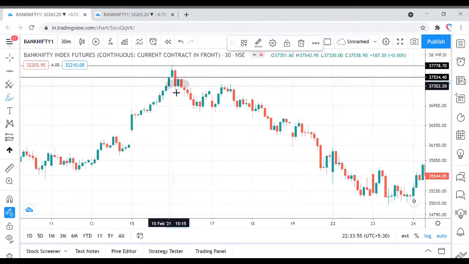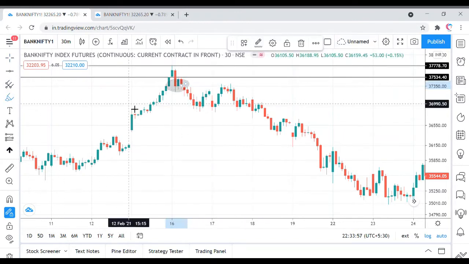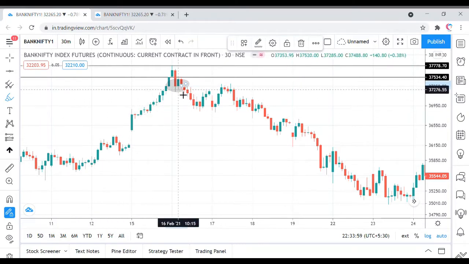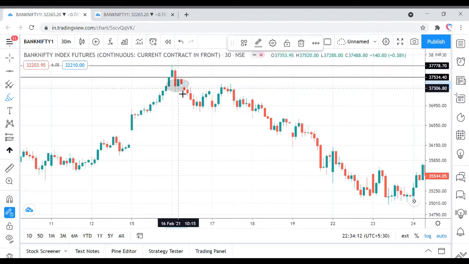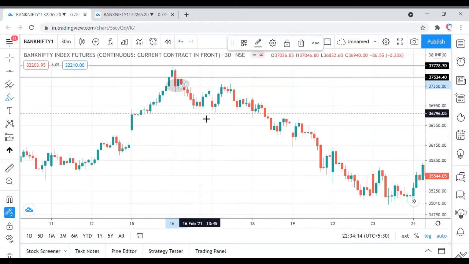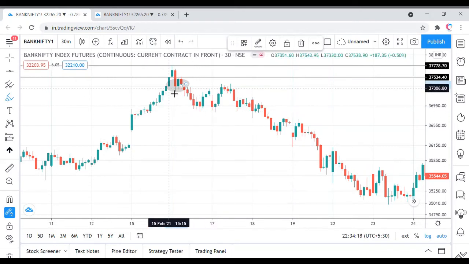We'll go short at this point, which is around 37,344, and we'll keep the high as the SL because the range was not very big. We could keep the high as the SL. And now I can see the low made for the day was 36,840. So here you can see a good gain of 500 points.